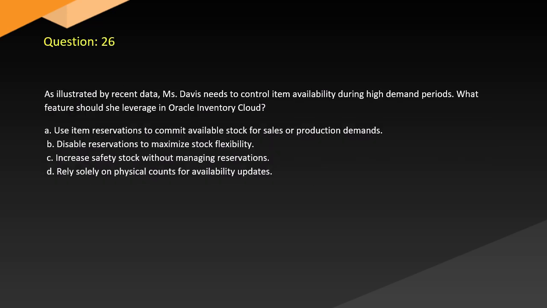Question 26. As illustrated by recent data, Ms. Davis needs to control item availability during high demand periods. What feature should she leverage in Oracle Inventory Cloud? A. Use item reservations to commit available stock for sales or production demands. B. Disable reservations to maximize stock flexibility. C. Increase safety stock without managing reservations. D. Rely solely on physical counts for availability updates.